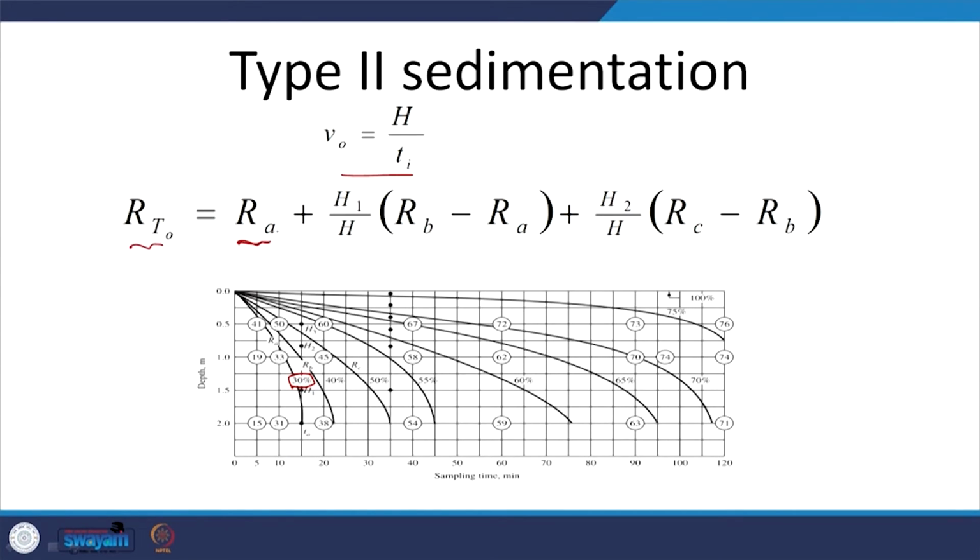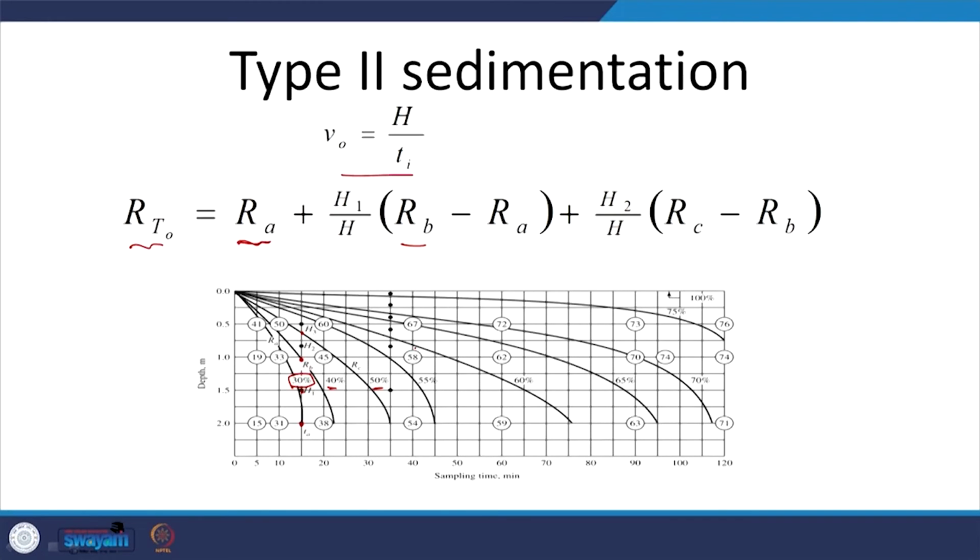What is that equal to? RA, 30%, plus H1 by H times the next removal increment. H1 is nothing but the midpoint between these two points of intersection. H2 is the midpoint between this point and this point. You have this line out here at TA, and the midpoint between these two iso-concentration lines will give you H2 and H3. RB is in this case the second one. If that is 30, maybe this is around 40%, and RC is 50%, and so on and so forth. So, you will be able to get that.